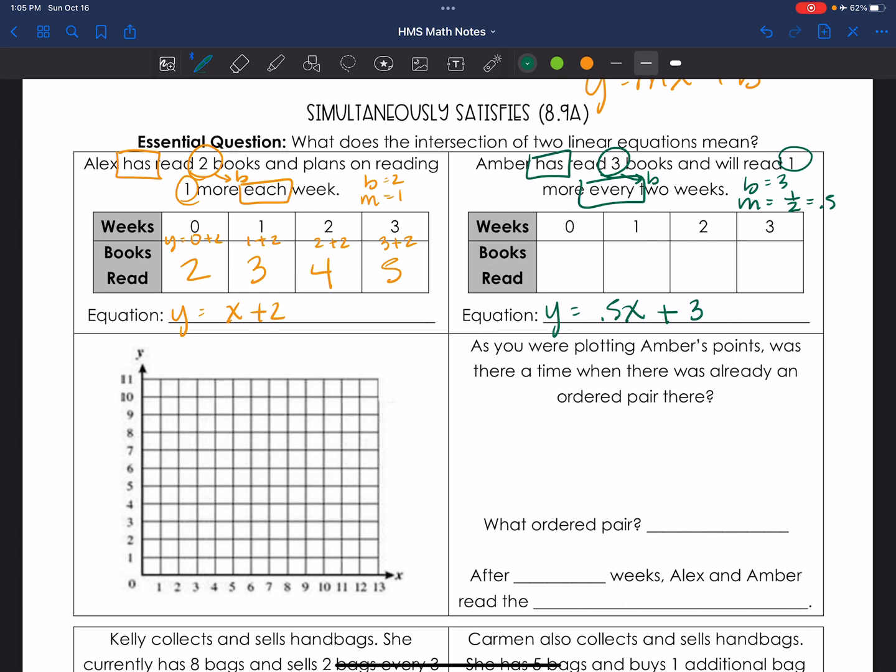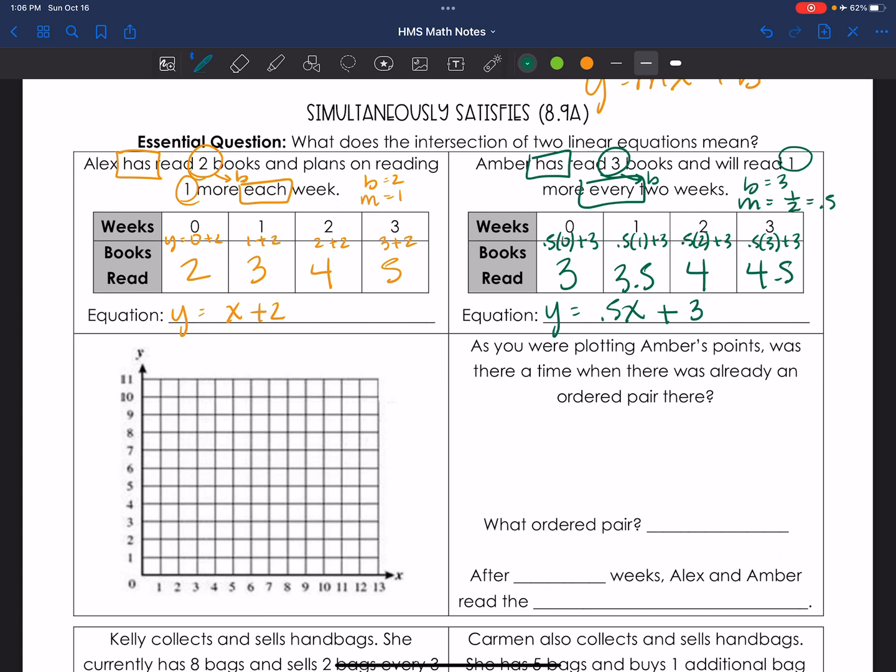So plugging my numbers into my formula, 0.5x plus 3. Instead of writing 0.5x, I'm writing 0.5 times 0 plus 3. 0.5 times 0 is 0 plus 3 is 3. 0.5 times 1 is 0.5 plus 3 is 3.5. 0.5 times 2 plus 3. Half of 2 is 1. 1 plus 3 is 4. 0.5 times 3 plus 3. Half of 3 is 1.5. 1.5 plus 3 is 4.5. There we have it. Those are our two linear equations.